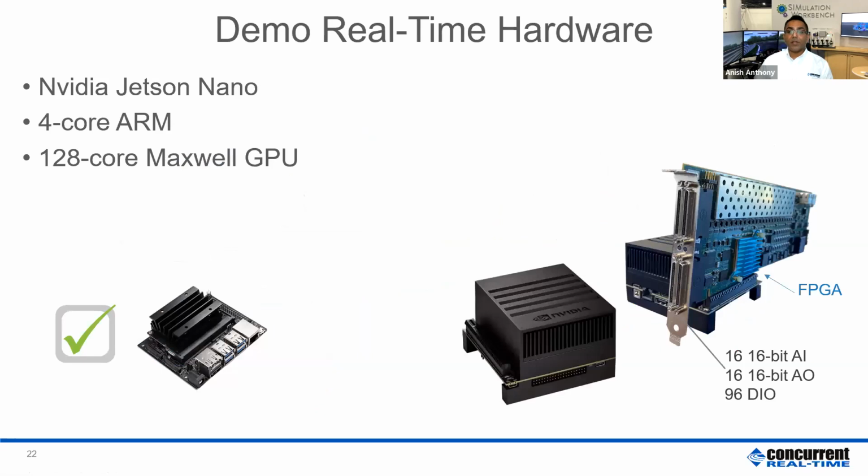Now I'm going to step into the demo. For this demo, I'm going to show how easy it is to take a model in Simulink and run it in real time. The hardware of choice for me today is the NVIDIA Jetson Nano, which has a 4-core ARM and a 128-core Maxwell GPU. But I also like to sometimes use the NVIDIA Jetson Xavier with the FPGA card, as shown in the picture here, because that gives me the ability to mimic a ton of signals flowing in and out of my control system. So I can send and communicate with real hardware.